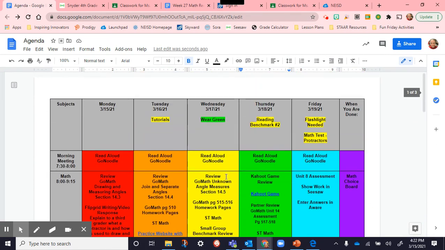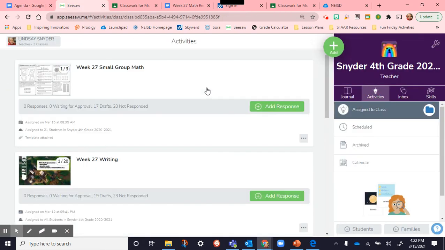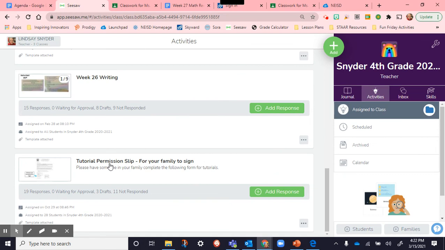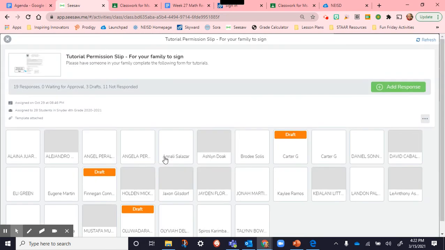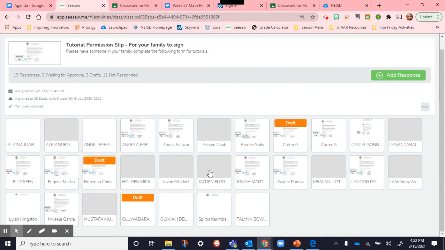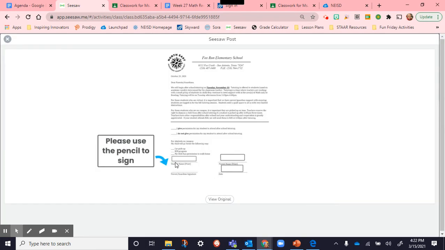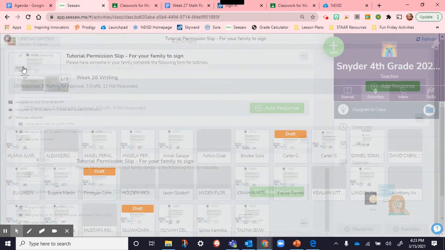Alrighty, so tomorrow, I left my calendar at home, but I'm almost certain that I don't have anything tomorrow, and we'll be able to do tutorials on Tuesday. So in Seesaw, under your activities, down here at the bottom, permission slip. If you have your permission slips signed, all you need to do is have your parents sign right here, put your name. Parent needs to sign it, date it, and you can join us for tutorials.